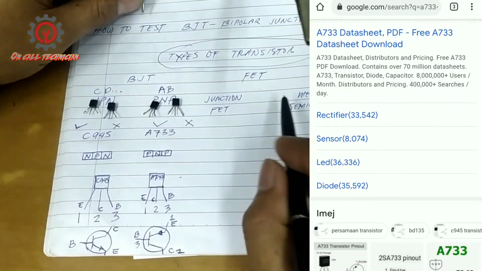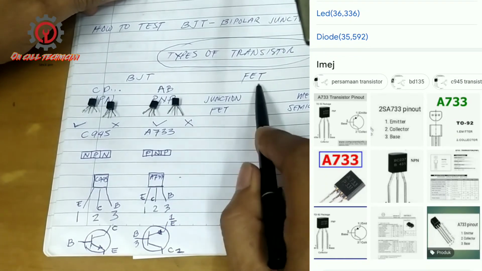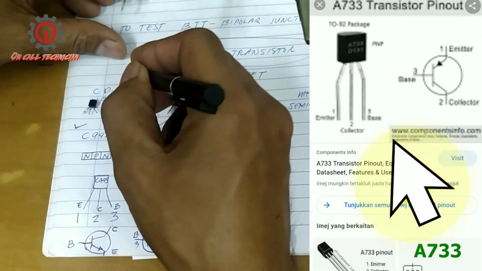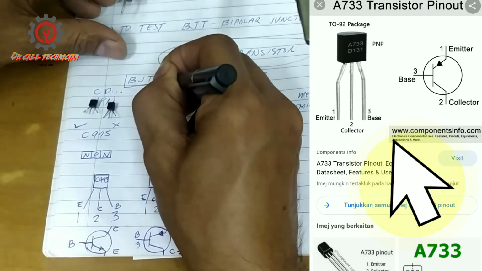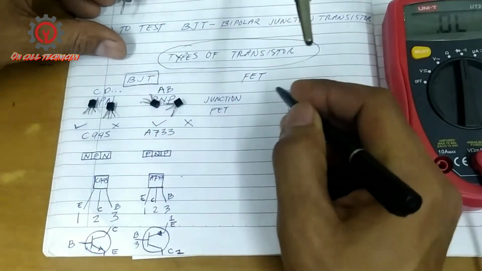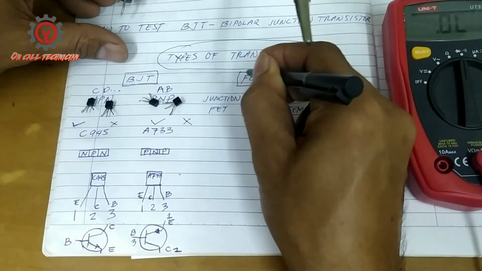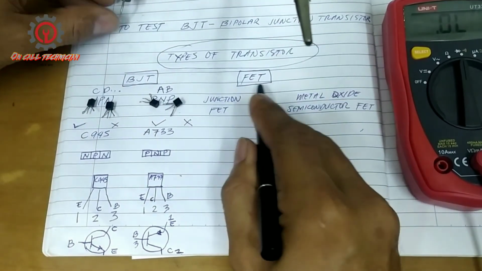And for the next video, guys, we proceed to FET. Okay, so we're done with the bipolar junction transistor, and the next video is the FET, or the field effect transistor.